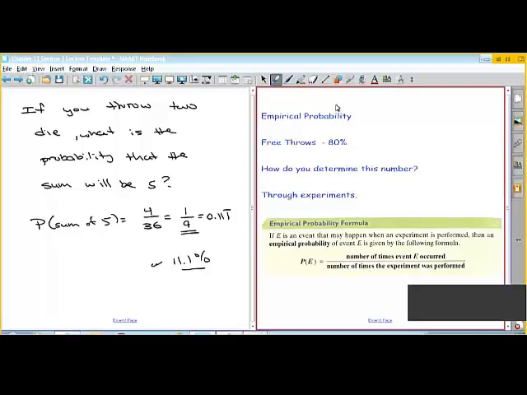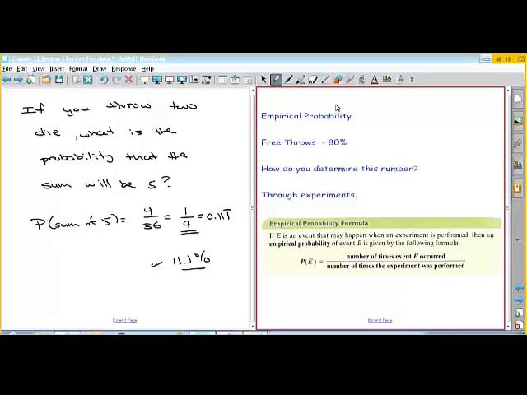Now you could do an experiment like a coin. You could say, well, there's two sides. You could be weird about it and say, oh, there's two sides to this coin. I really don't know which. Is it more likely to land on one than the other? I don't really know. So you could do an empirical probability of flipping a coin.